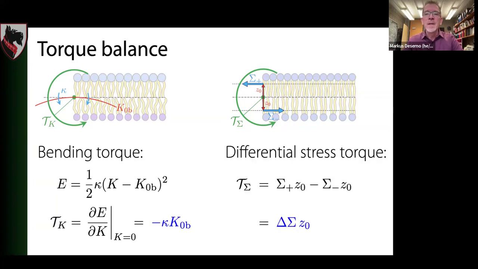And it then turns out that if you take the sigma plus times Z0 minus the sigma minus times Z0, you get the differential stress times that reference surface, like neutral plane or something like this, which also creates a torque in the system. So we have two independent reasons why there is a torque in the system. Okay, so how can we make use of this?